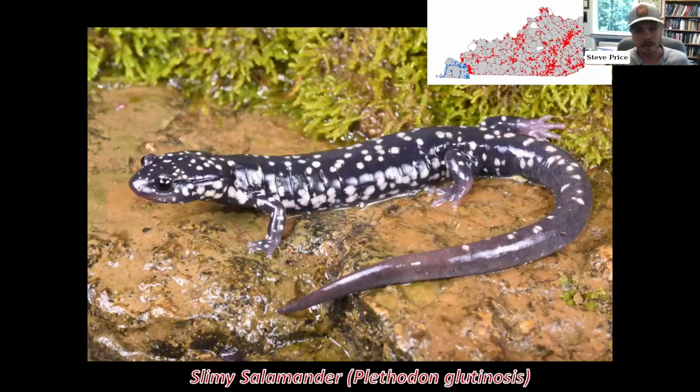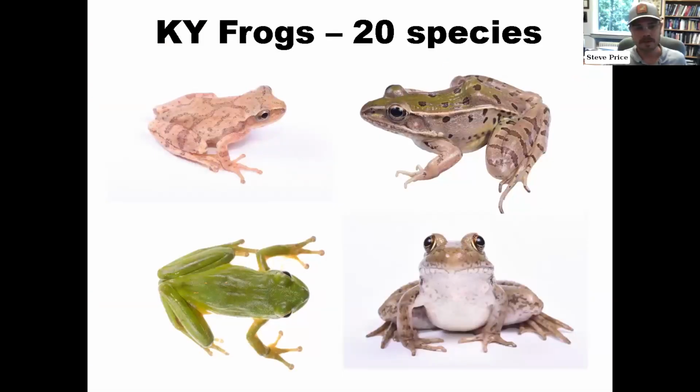I should mention that all these terrestrial salamanders we have here in Kentucky are part of the lungless salamander group, where they respire entirely through their skin, so they don't have any lungs. And this is the most diverse group, both in Kentucky and worldwide, these lungless salamanders. So let's talk about some frogs here. We have 20 species in Kentucky.